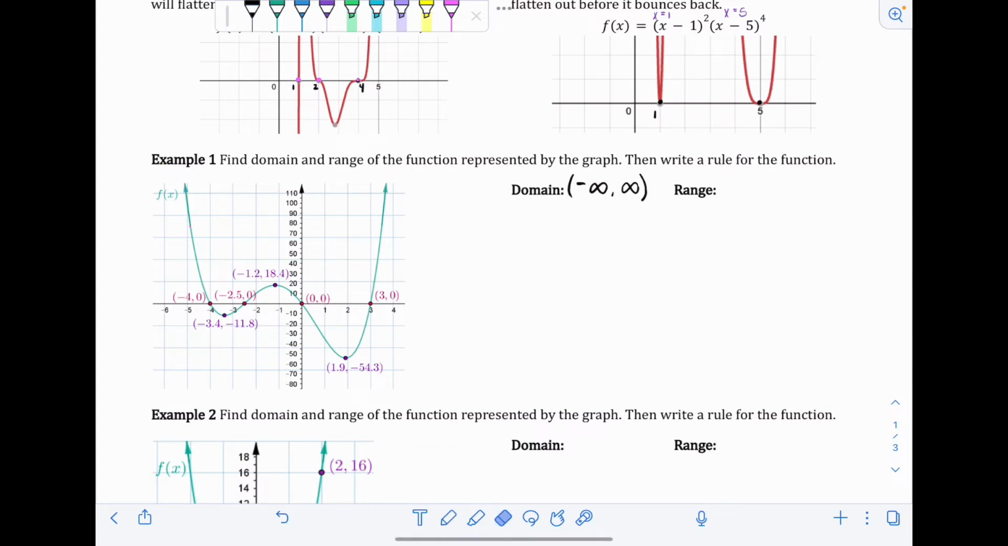And then range is what my possible output values are. When you're looking at a graph, it's how far can the graph go, like extend up or down. So we can see that our graph is going up forever, for sure. But is it going down forever? Is it going to cover all these possible y values, or output values, down there?